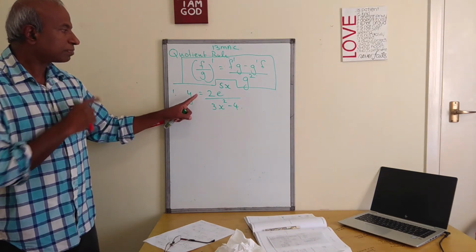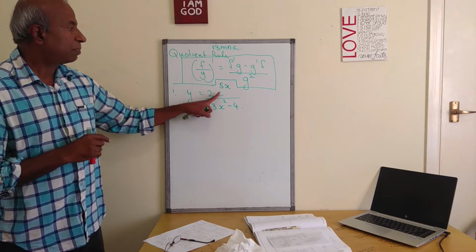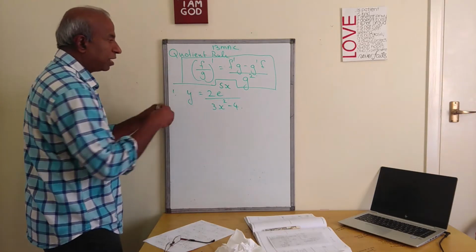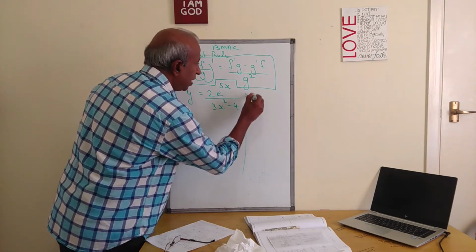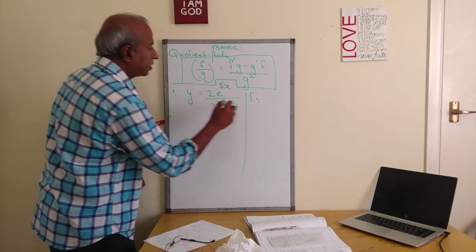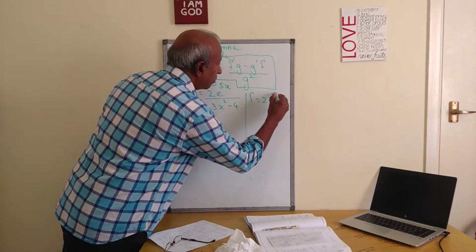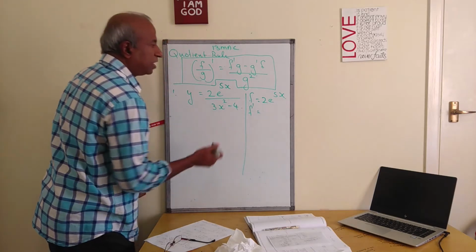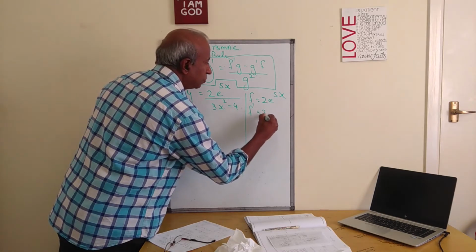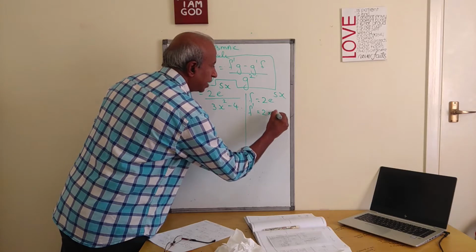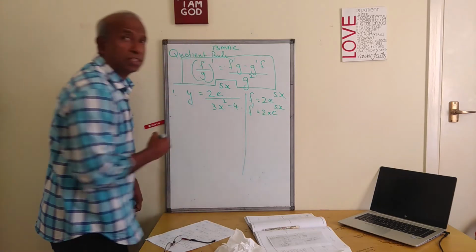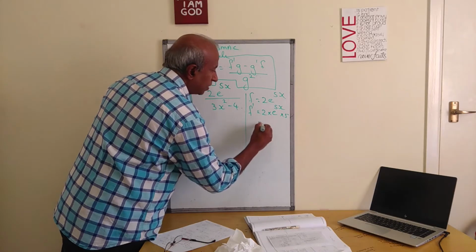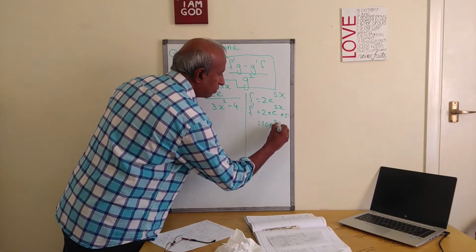y is equal to e to the power of 5x divided by 3x squared minus 4. Now we are going to use that formula. We take the numerator as f, which is 2 e to the power of 5x. We have to differentiate that function. To get f dash, we have 2 times differentiating an exponential function, we get the same function. Then you differentiate the power, times 5, so we have 10 e to the power of 5x.